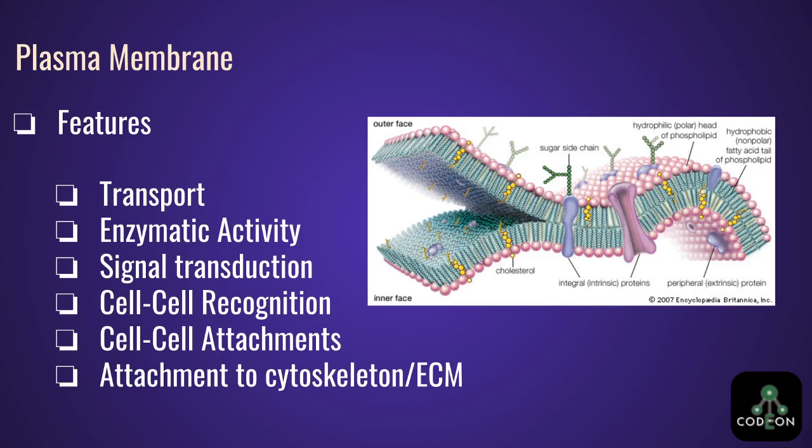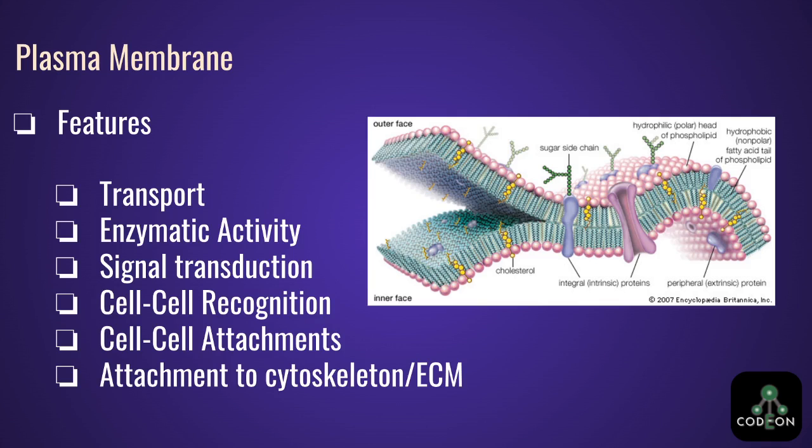Now, this membrane is going to have a lot of different functions. Transport, which we mentioned earlier, so the import and export of different molecules into various organelles or into the cell. There's also going to be enzymatic activity, so many of these different proteins could be enzymes that help to catalyze different reactions. There's going to be signal transduction, which we'll touch upon later.